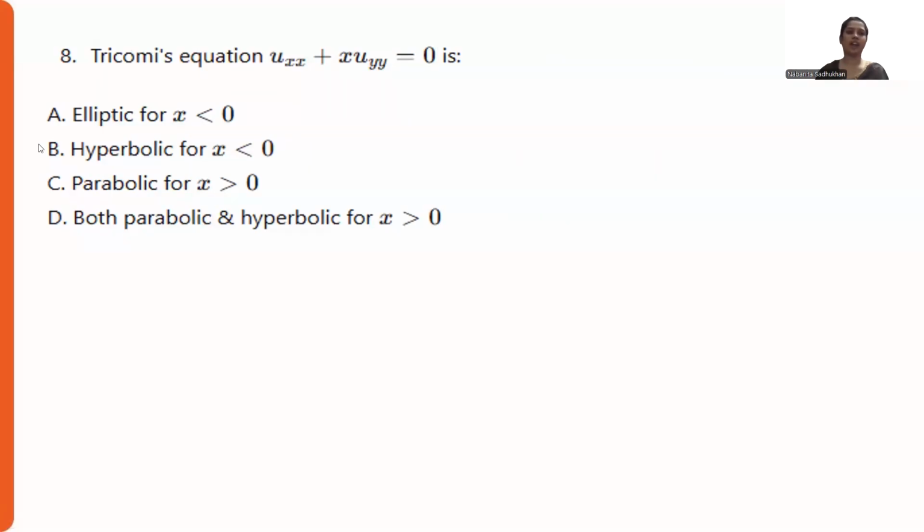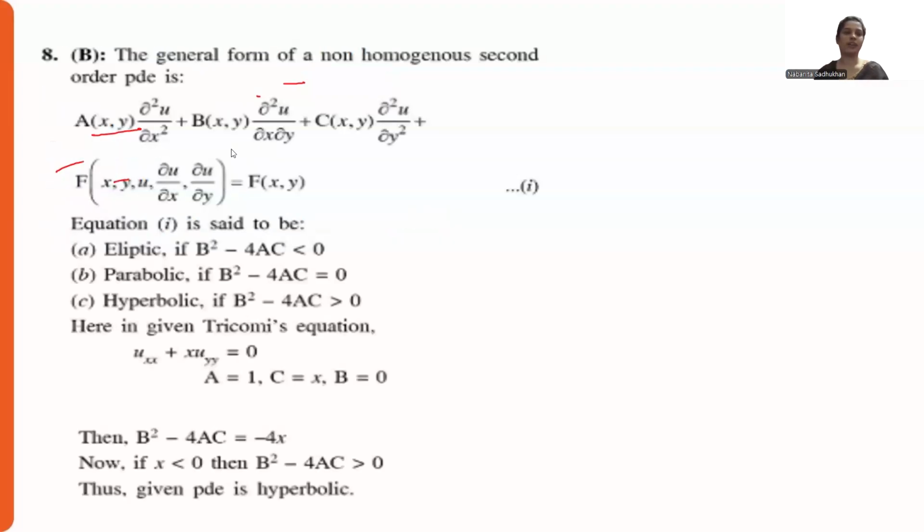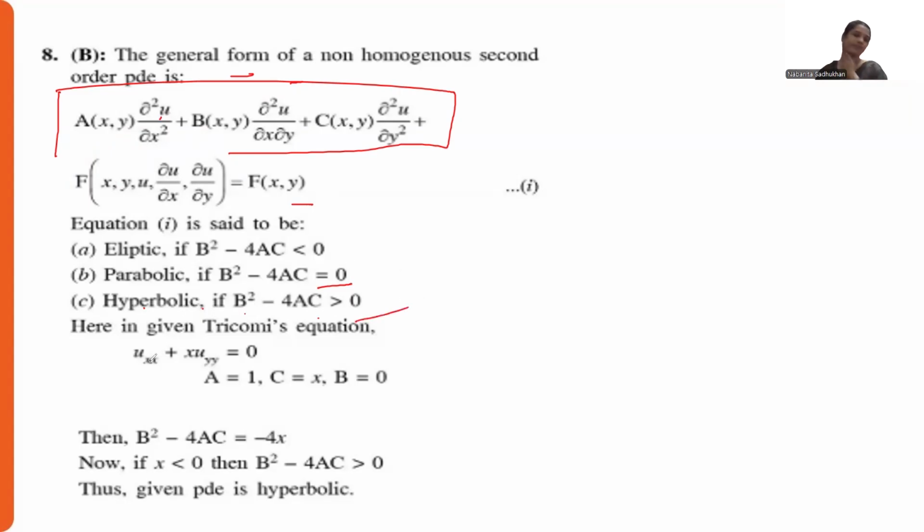Okay, now here they have given us u_xx plus x u_yy equal to 0. So they are asking under which condition it is going to be elliptic, hyperbolic, or parabolic. So let's see. We know that the general form of the second-order linear differential equation is given as a u_xx plus b u_xy plus c u_yy equal to 0. Now this is going to be elliptic if b squared minus 4ac is less than 0. It is going to be parabolic if b squared minus 4ac is equal to 0, and it's going to be hyperbolic if b squared minus 4ac is greater than 0, right?